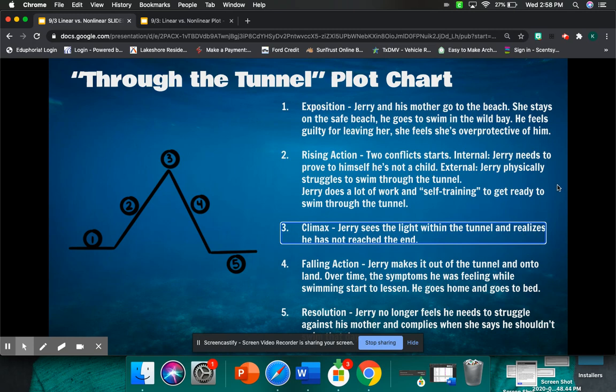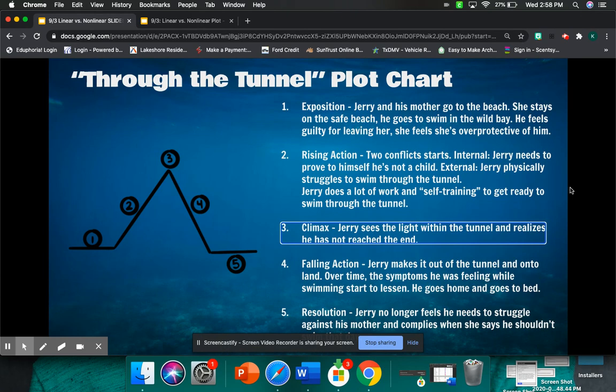In the end, Jerry no longer feels he needs to struggle against his mother and complies when she says he shouldn't swim that day. Okay, so all the conflicts are resolved. He's made it out of the tunnel. He's no longer in danger, and he no longer feels this need to prove himself to himself.